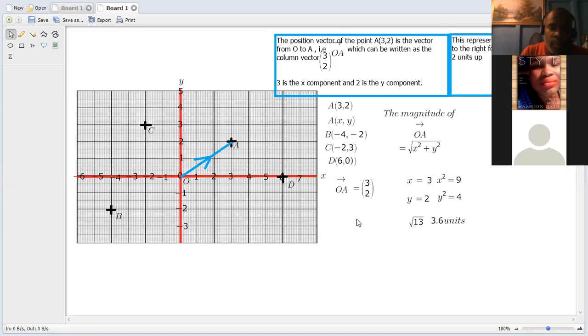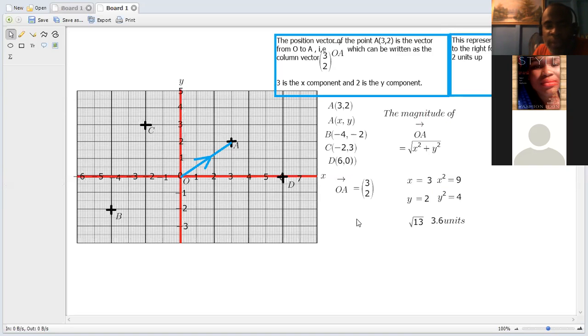B is 4.5 to 1 decimal place, please. All right, let me check it for myself. 16 plus 4, which is 20. Root of 20. Very good. 4.5. Well done. And C, sir, C, the same thing. C is 3.6. Very good.